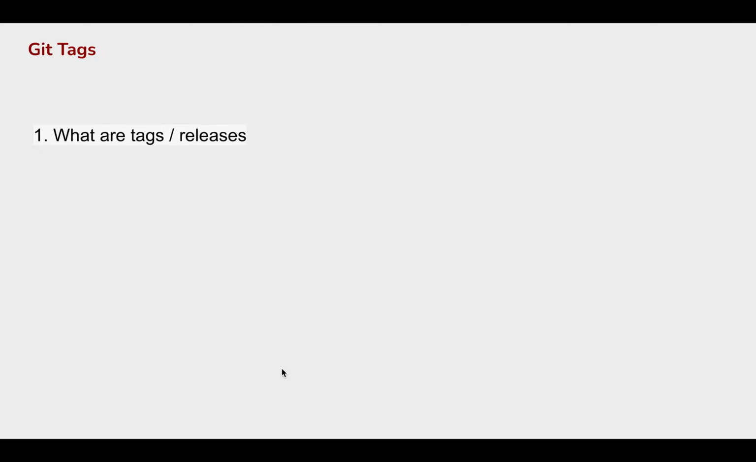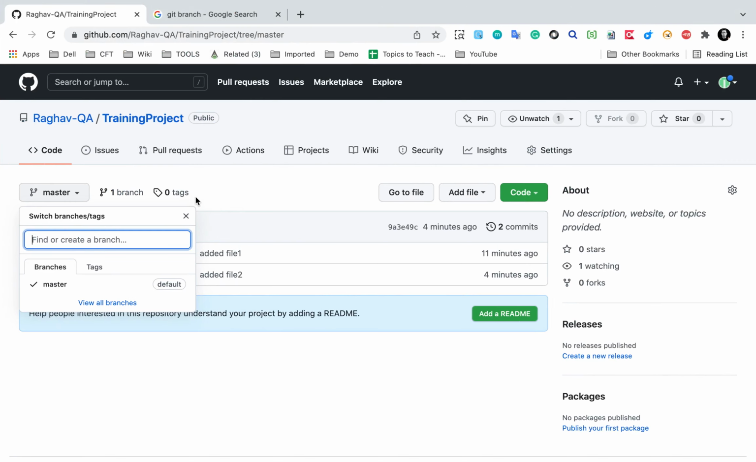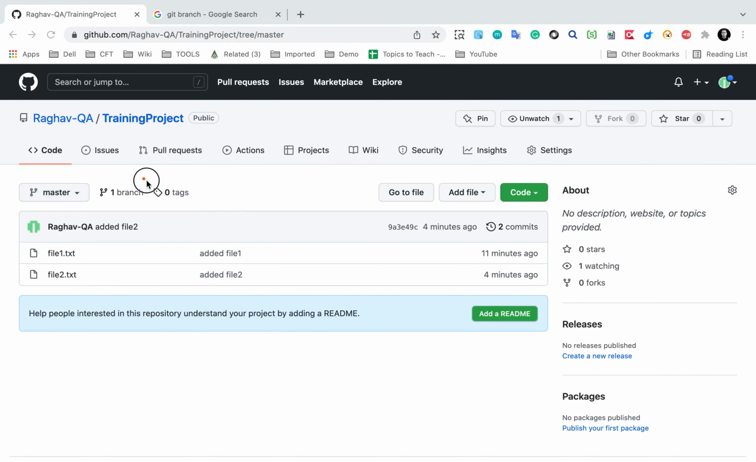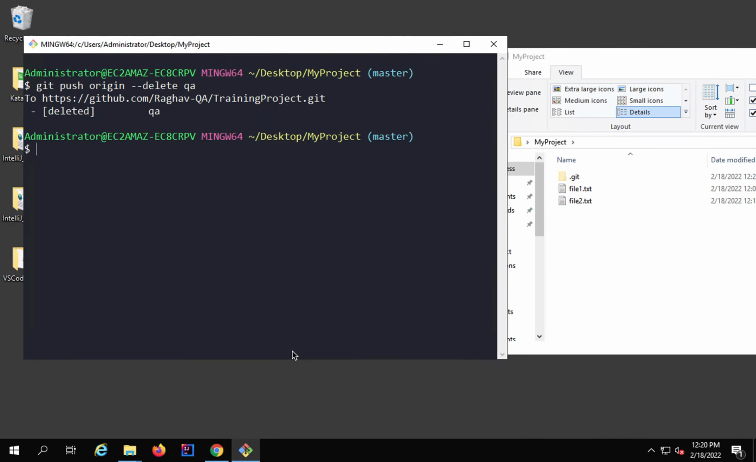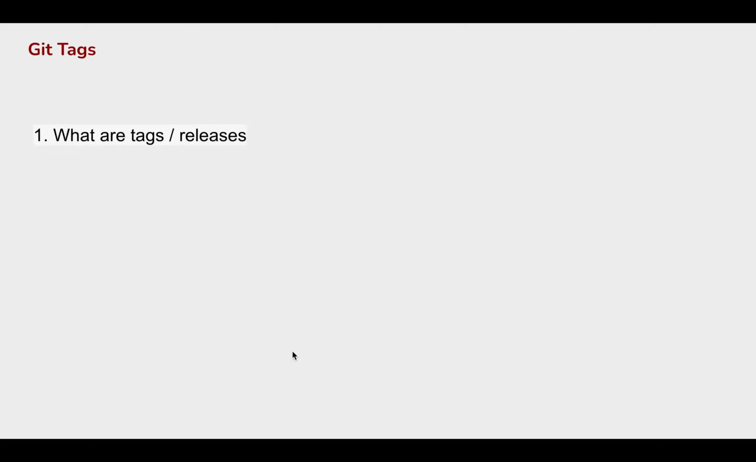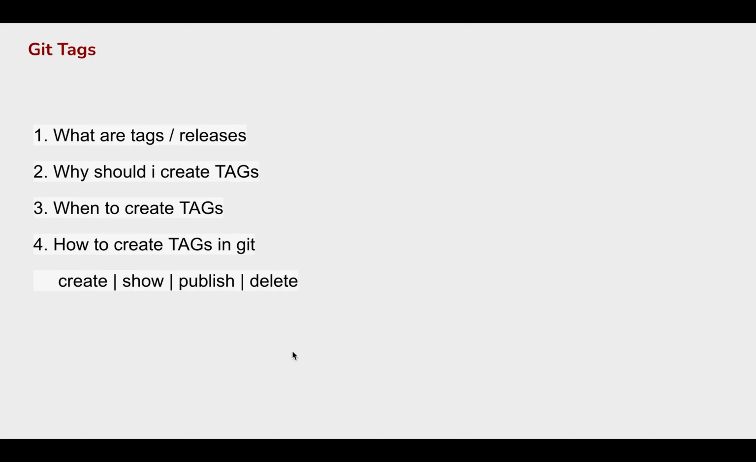Now let us move to Git tags. We can create tags for releasing our application or our project. And here, if you see on GitHub, as of now I have 0 tags, and releases can be created using tags, and I don't have any release. So for that, I can create tags. We will learn how to create tags, and then we will see all these options.